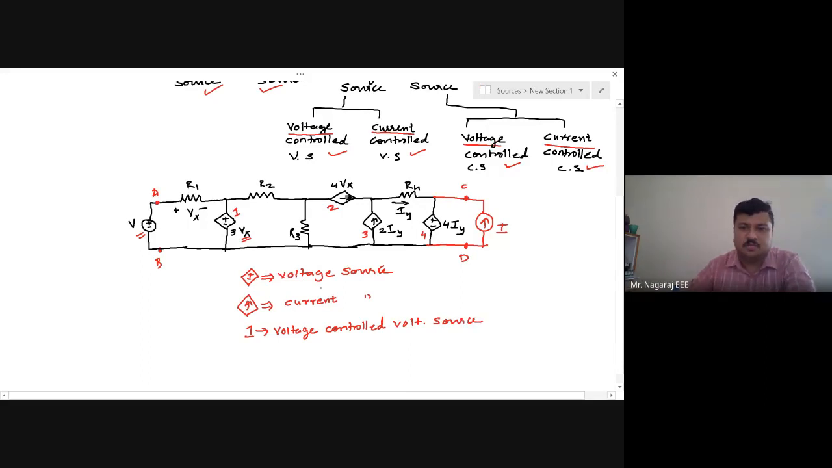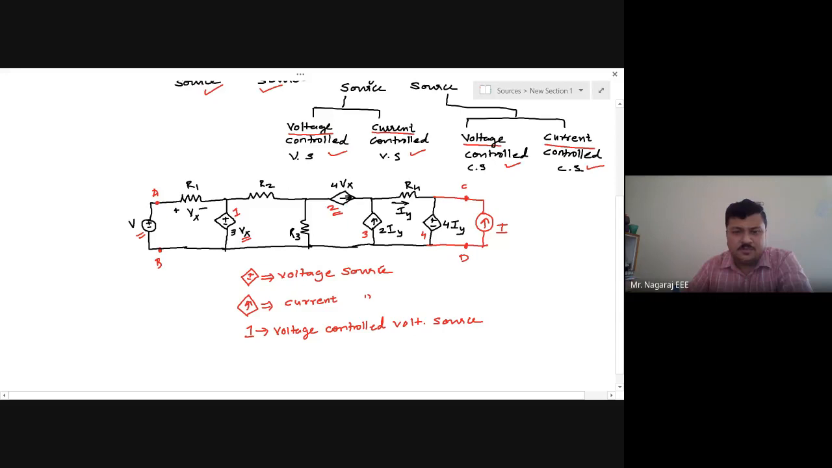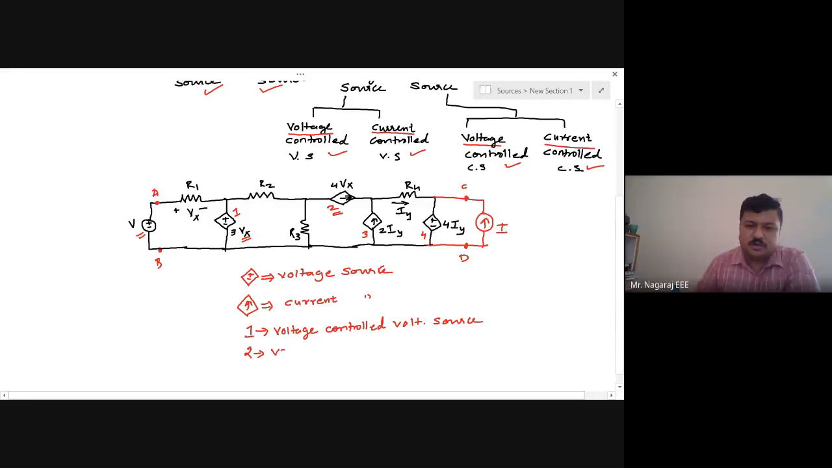What about this second dependent source 2 here? There is an arrow mark inside this rhombus. It means it is a current source. The controlling parameter here is Vx, the same Vx. So it is a current source controlled by voltage. So dependent source 2 is a voltage controlled current source. Yes, exactly, voltage controlled current source.